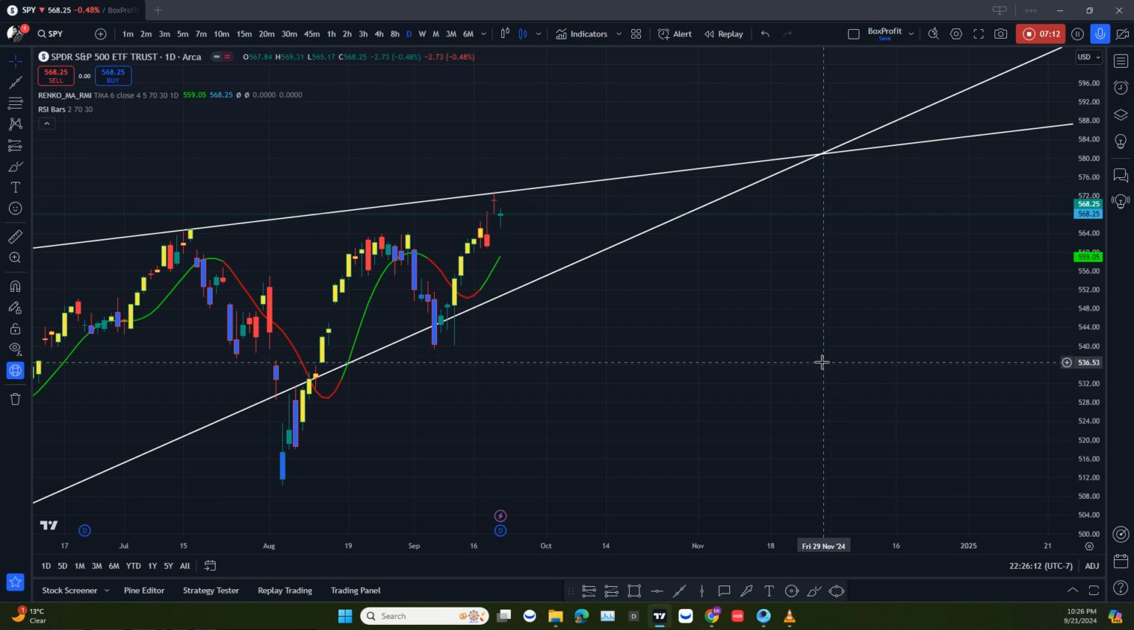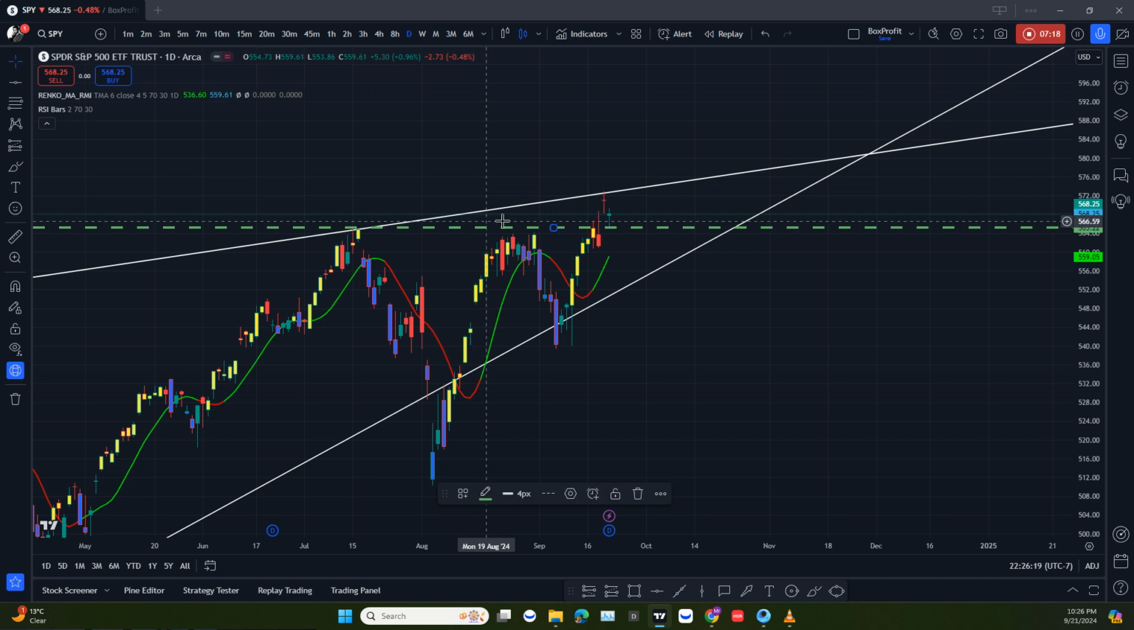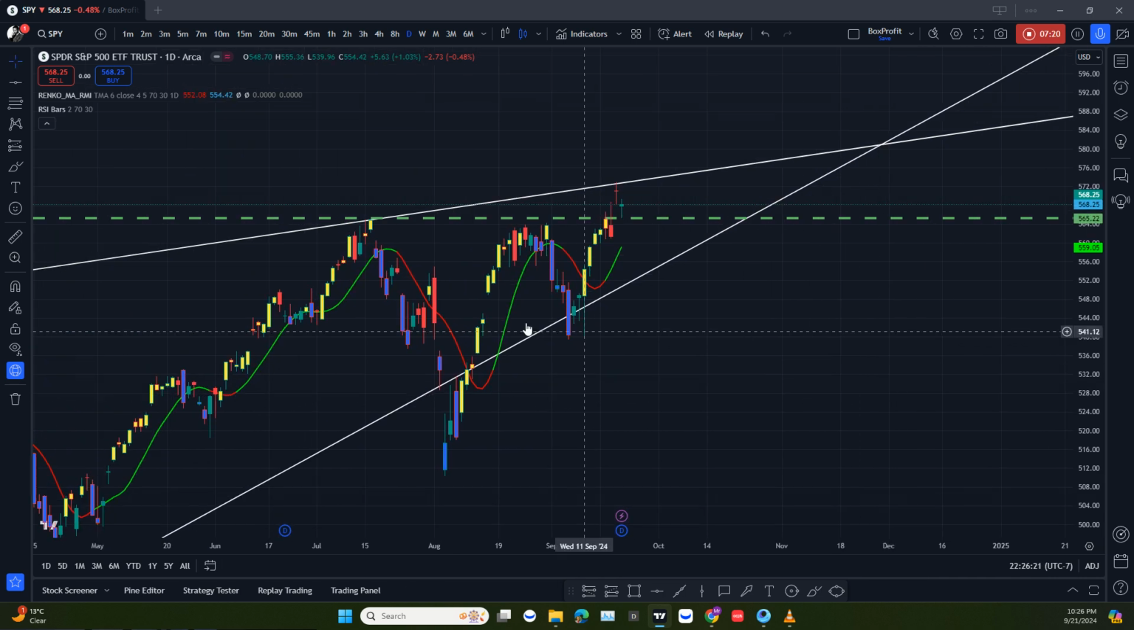On the other hand, if we go ahead and put this line here, this was our previous support level on this bullish trend. This was our previous support level, and let's leave it green. We broke that support level. We came back, we had a pullback yesterday, which is sitting on that support level.